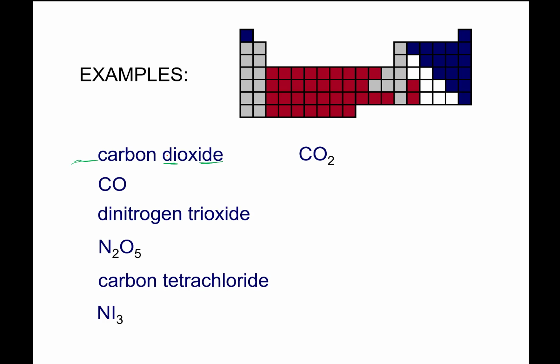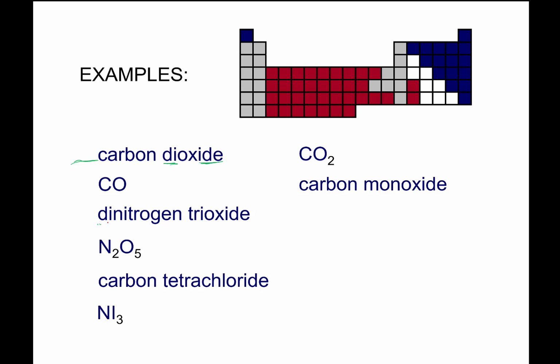Next one, CO. So there's 1 carbon. We're not going to say monocarbon. We don't put mono on the first word. So it's just carbon. And then there's 1 oxygen. It's monoxide, as you all probably knew already. CO is carbon monoxide. Notice we don't say monooxide. We're not going to put 2 O's next to each other in the name.